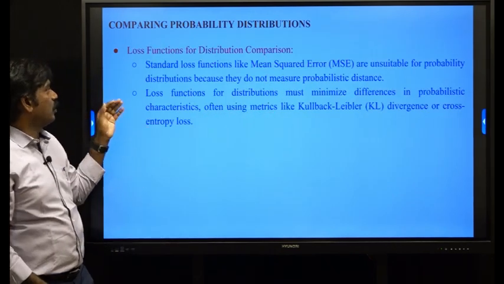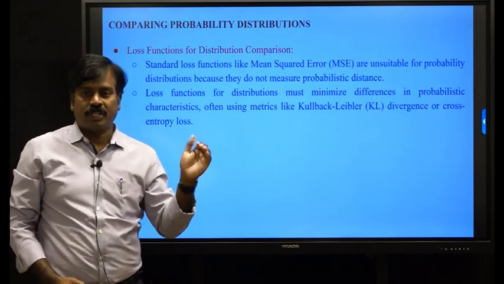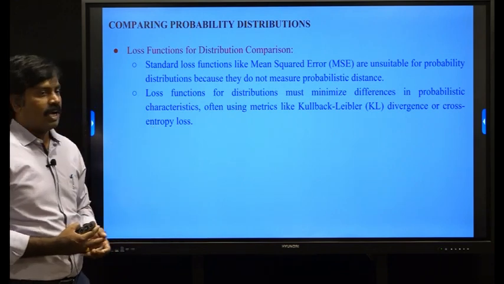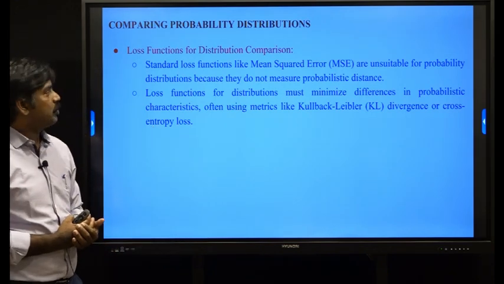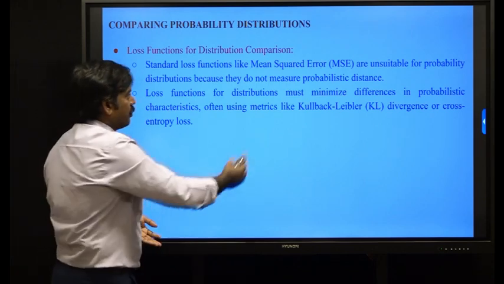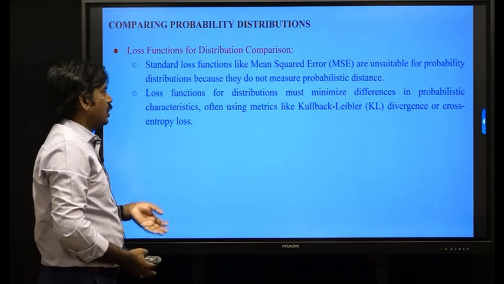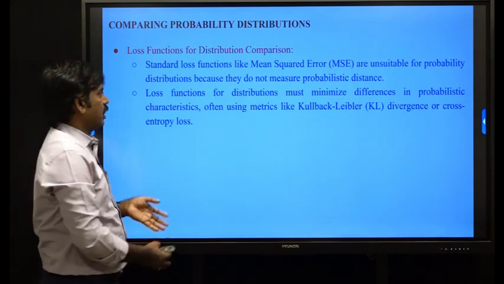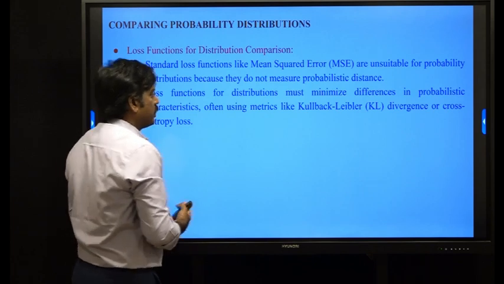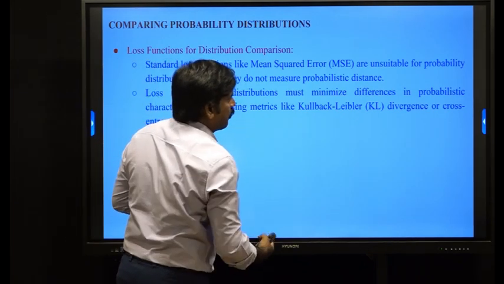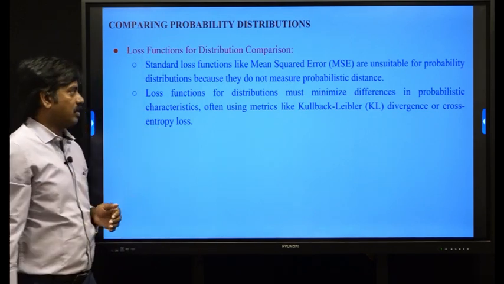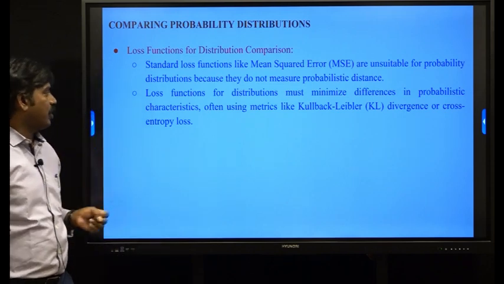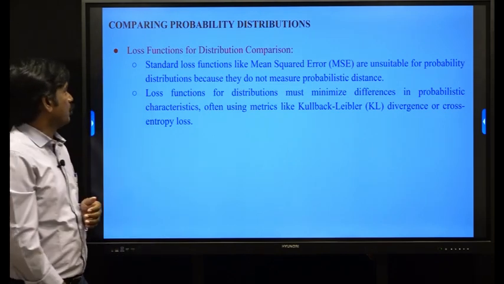So we compare both the empirical distribution and the generative distribution. General loss functions such as mean squared error and root mean square error are not suitable for comparing probability distribution values. So we need to compare the probability distribution values by using Kullback-Leibler divergence or cross entropy loss.